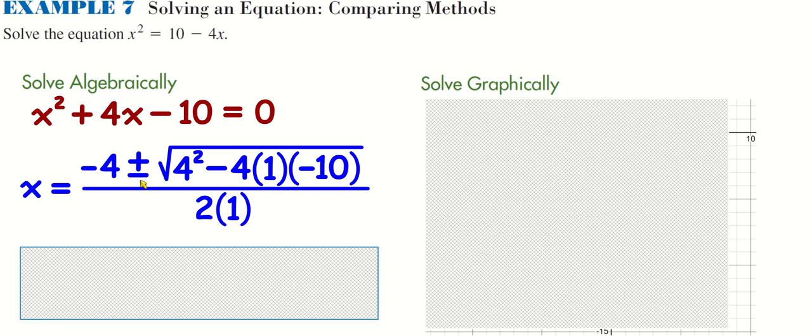Do you remember how there's a song to help you remember the formula? That goes like opposite of b plus or minus square root of b squared minus 4ac, all over 2a. This would be negative b. b is 4. Remember how this goes? ax squared plus bx plus c, which makes c -10. It makes b +4, and it makes a +1. So opposite of b, b is +4.